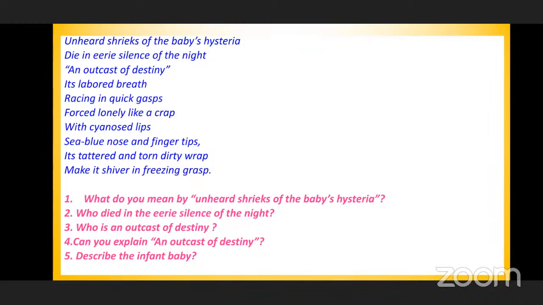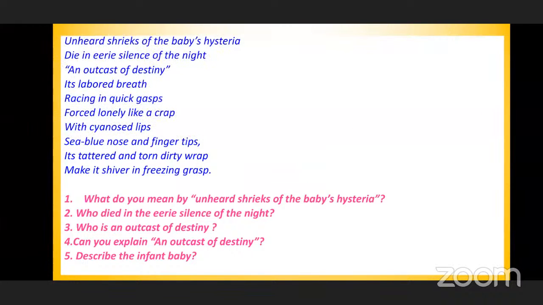Now, who died in the eerie silence of the night? It is the infant baby that died in the eerie silence of the night. Now, who is an outcast of destiny? An outcast of destiny is the baby, because as I told you the other day, now she has become an untouchable, unwanted child, and her destiny, her future, is left to none. Since she is thrown in the garbage bin, she is left alone over there, and we don't know who will take care of her. So her life is left to destiny. This is how you should write.